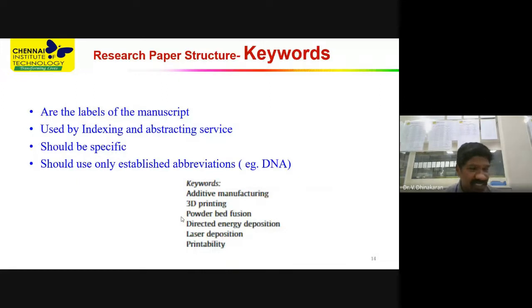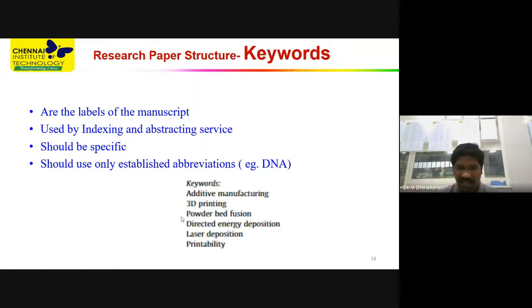And keywords. Keywords are used for indexing. If someone is searching, then based on the keywords only, your article will come first. A keyword is a label for the manuscript. It is used for indexing and abstract services. It should be very specific. And as I said, established abbreviations can be used.